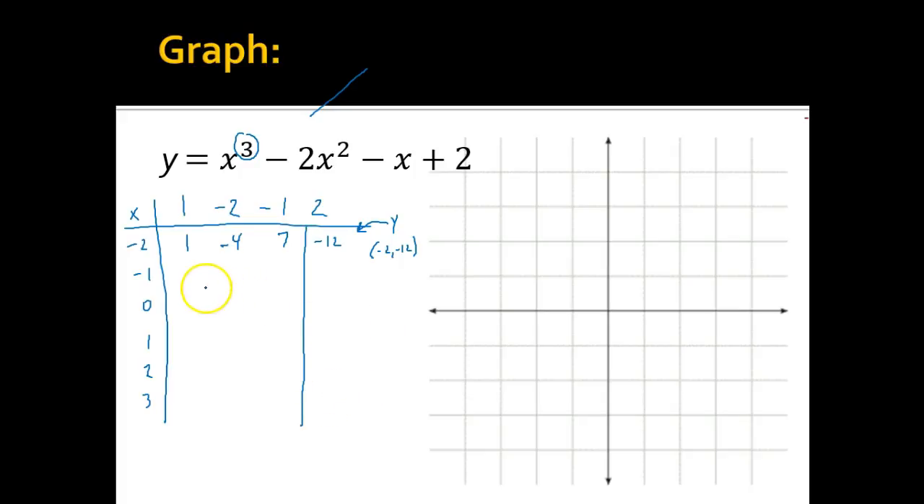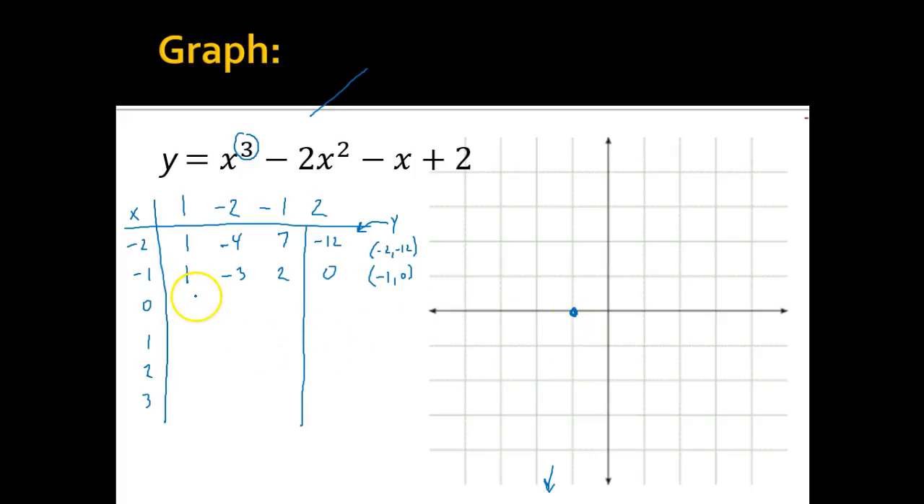Okay, let's go to -1. Bring down the 1, times -1 is -1, minus 2 is -3, times -1 is 3, minus 1 is 2, times -1 is -2, plus 2 is 0. Our next point is -1, 0. So it starts out really low and goes all the way up to the x-axis at this point right here.